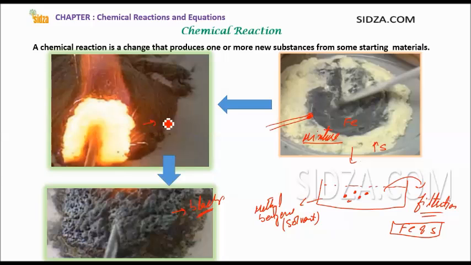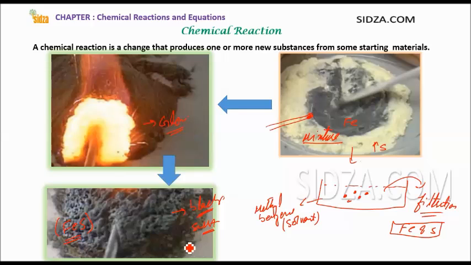It starts glowing, and after waiting for a few minutes here, you will find that a black substance is being formed. What is this black substance? It is ferrous sulfide, FeS. Ferrous sulfide is a different compound.